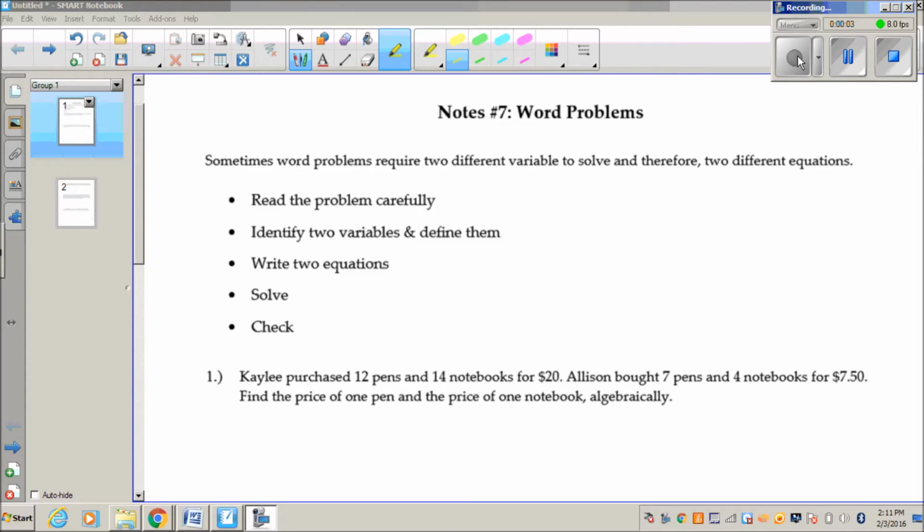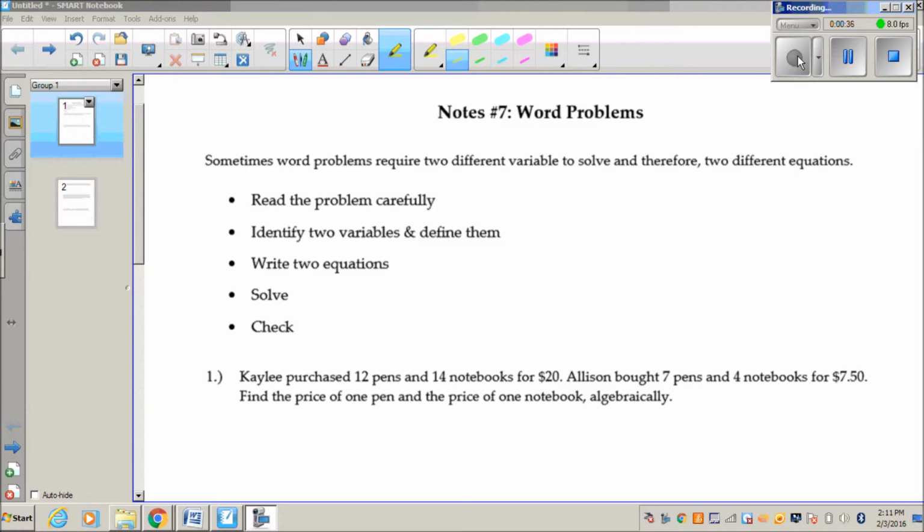Hello. Today we're going to take a look at notes number 7 in our packet on solving systems of equations. Today we're going to solve word problems using two variables instead of just one. If we use two variables to solve these problems, we're going to need to write two different equations. Once you have two variables and two equations, you can use any of the methods that we've learned this unit to solve the equations and find the answer that would work for the word problem.